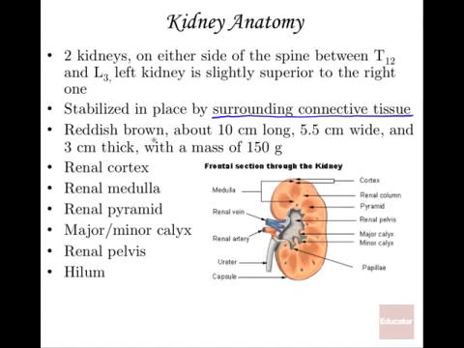They're reddish brown. The reddishness, of course, is because of the high blood flow. There's a lot of blood going to your kidneys every second of the day. They're about 10 centimeters long, 5.5 centimeters wide, and about 3 centimeters thick, with a mass of about 150 grams each. So here are the major parts. Let's label these. So the renal cortex. Renal cortex, you see that right here.